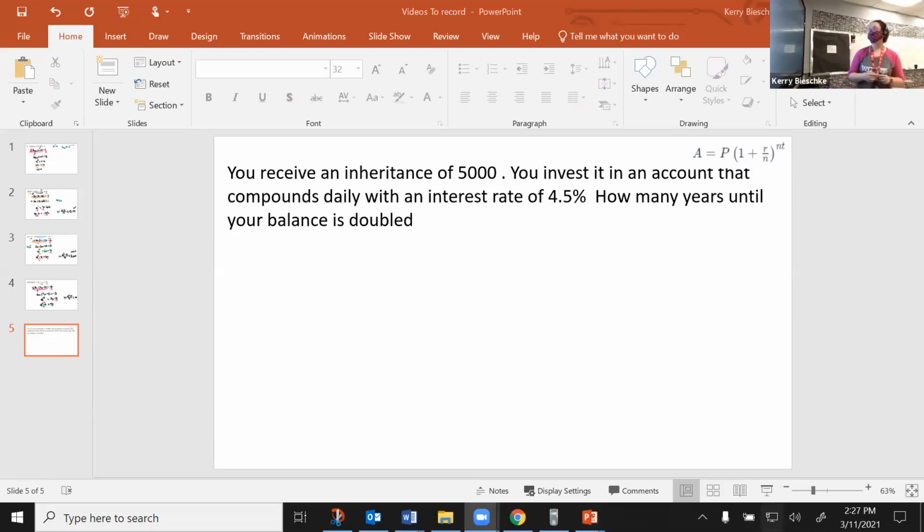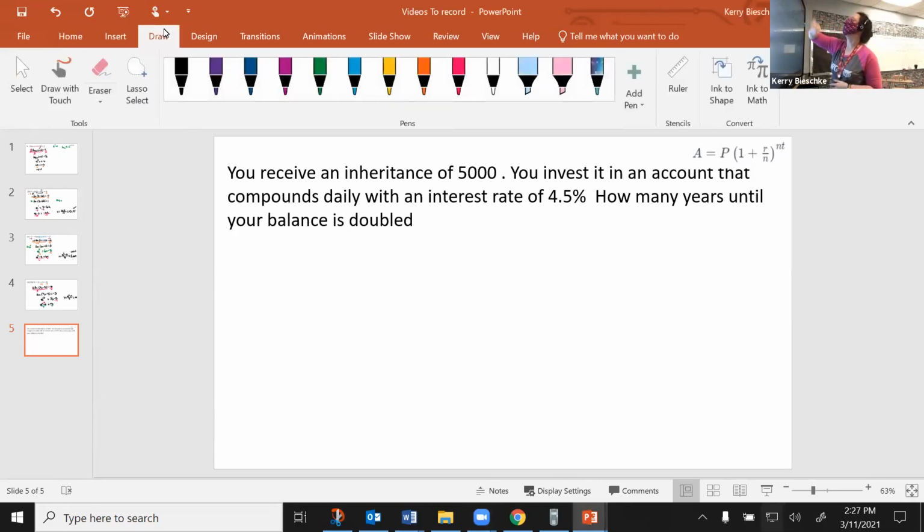Okay, here we go. Another one of those compound interest kind of problems that you asked for. This is a totally made up problem. It's not in your book anywhere. You'll just write it down if you want to have it written down somewhere. So we've got an inheritance here of $5,000.